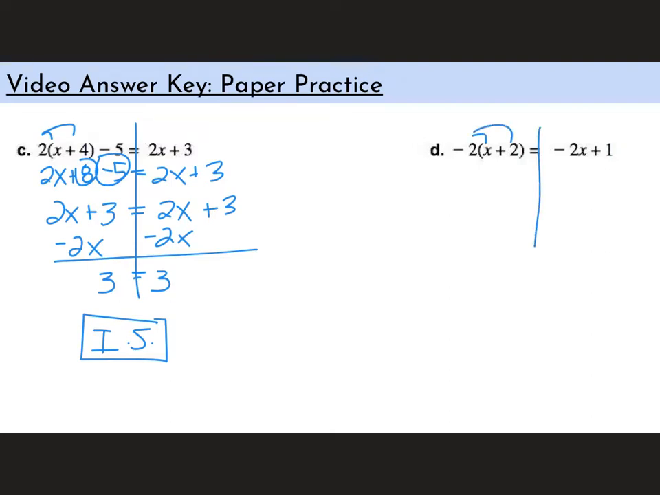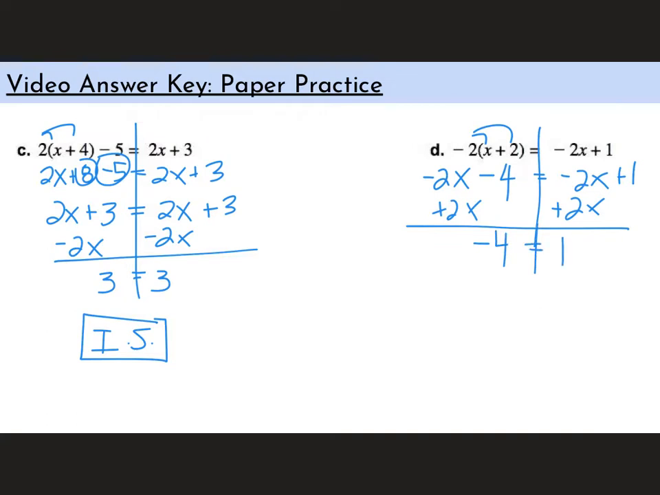Next one, distribute our -2. Get our variables together. So to get rid of a -2x, we'll add 2x on both sides, leaving us with -4 equals 1, which is not a true statement. So here we have no solution.